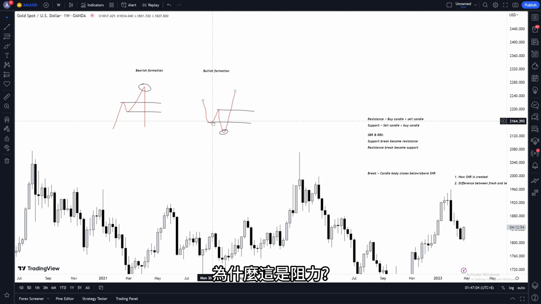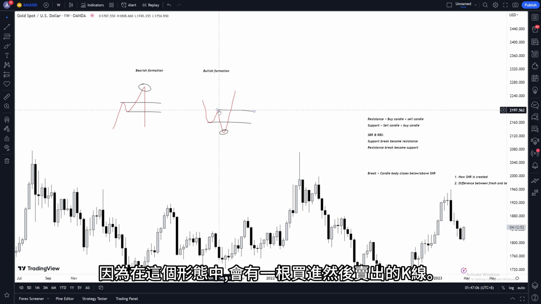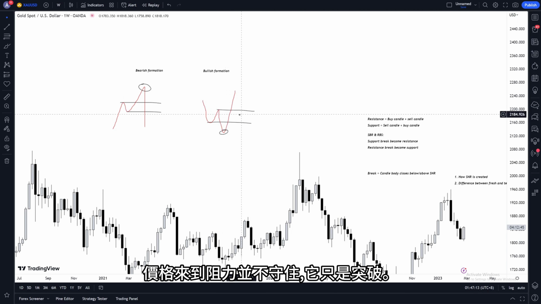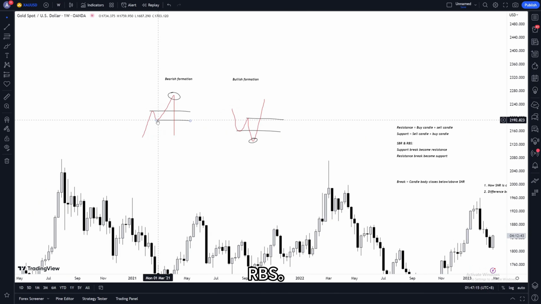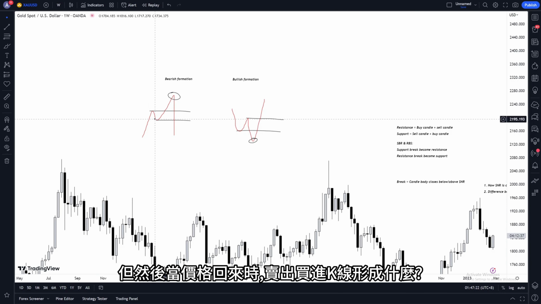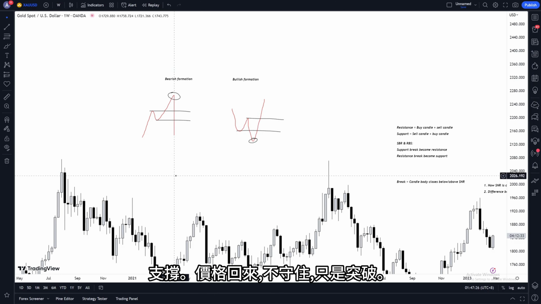Why is this resistance? Because in this formation there will be a buy and a sell candle. That forms a resistance, but price comes to the resistance and doesn't hold, it just breaks. RBS. This is a support. Why is it support? Because maybe on the charts it says something like a sell, buy candle. But then when price comes back, sell, buy candle makes what? Support. Price comes back, doesn't hold, just breaks. What do you do there?